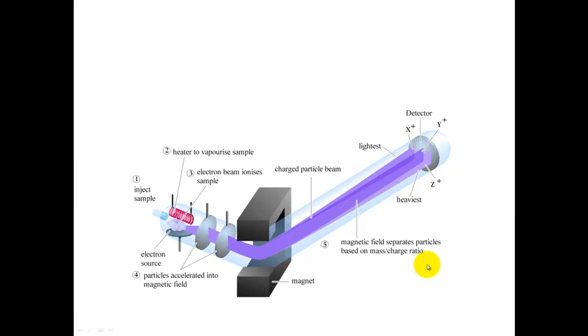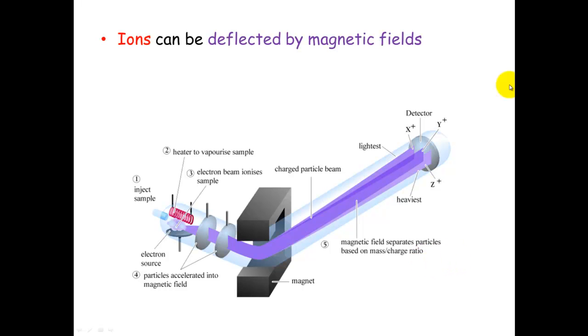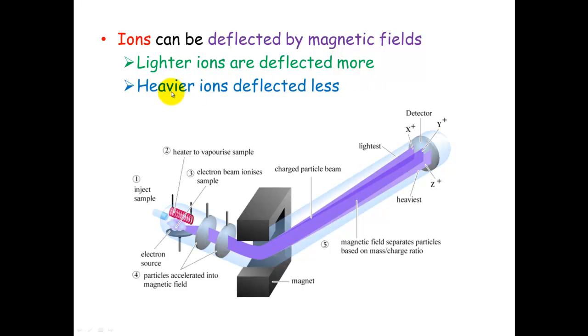It looks a little complicated, but it's not at all. There are two main points to it. The first thing we already know is that ions are charged atoms, and these can be deflected by magnetic fields. What a mass spectrometer does is it sees that lighter ions are deflected more. This makes sense. Heavier ions are deflected less. Okay, so let's look at it in detail.